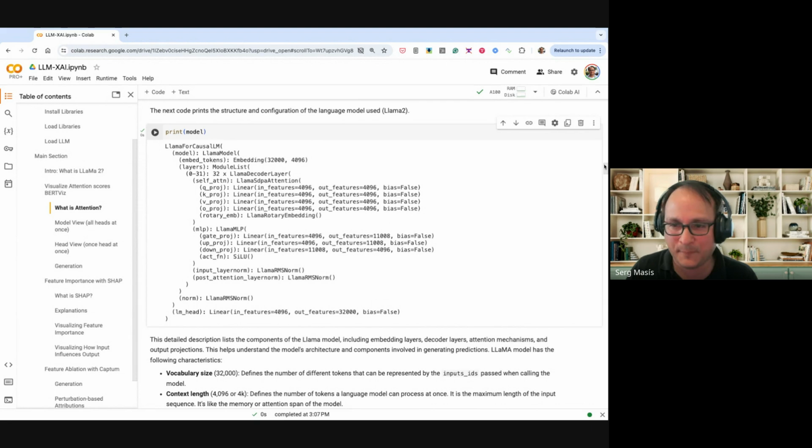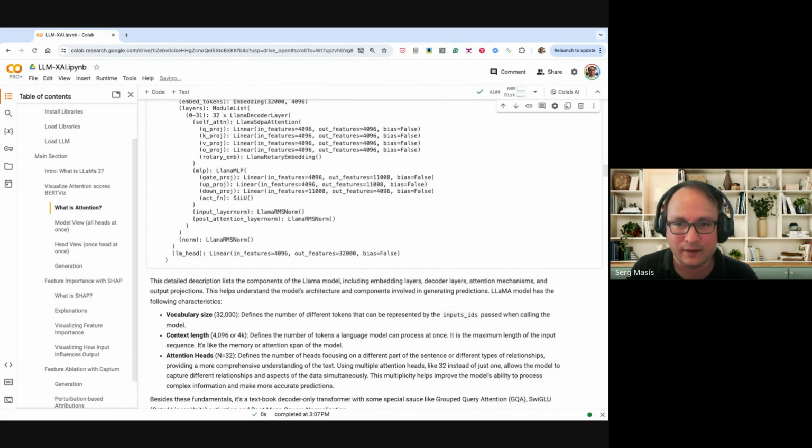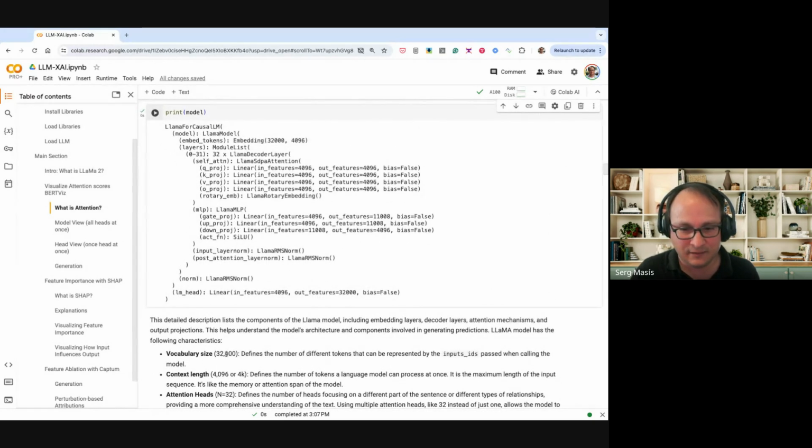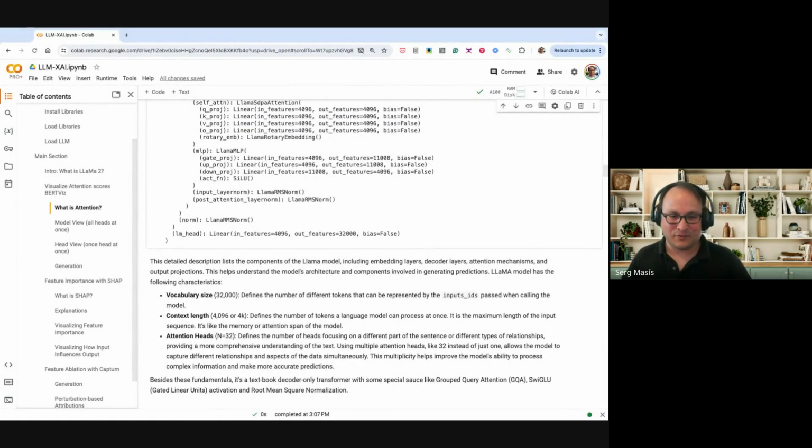And if you go to the paper about this model, it will tell you what the architecture is. But it's basically a bunch of different building blocks. The more important things to know about this, and you can see them right here, is the embedding size. So you see 32,000, and that's the size of the vocabulary. That's the number of different tokens that can be represented by the input IDs. We'll see what the input IDs are in a second, but that's basically what is used to call the model once represented as numbers.